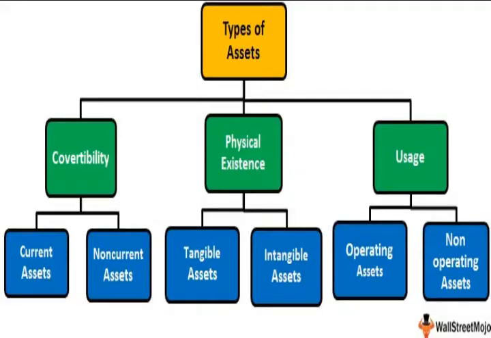The type of asset number 3 is usage. If assets are classified based on their usage or purpose, assets are classified as either operating assets or non-operating assets.